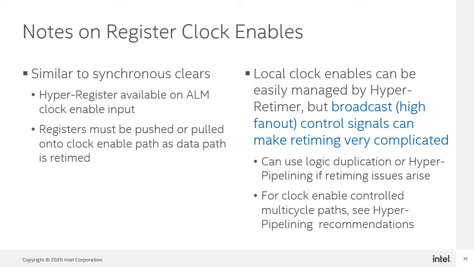Thus, local clock enables can be easily handled by the Hyper-Retimer, just like with synchronous clears, and can be done without user knowledge. Also like synchronous clears, broadcast or high fan-out clock enable signals can make retiming become very complicated very quickly. So logic duplication to reduce fan-out or adding additional pipeline registers along the enable path can aid in improving retiming results. If you are using clock enables to implement multi-cycle operations, then please refer to the follow-up online training on hyper-pipelining for recommendations on how to handle.